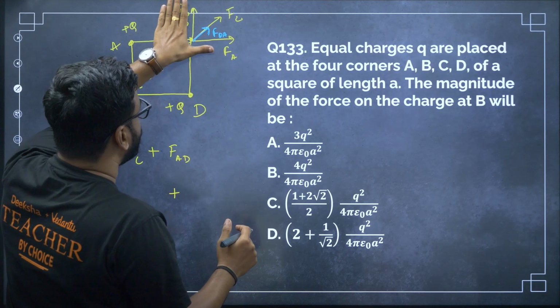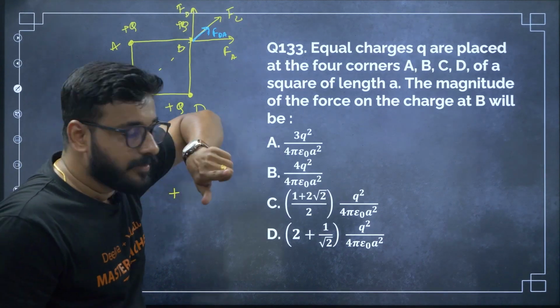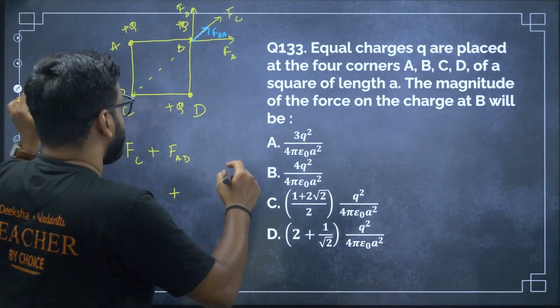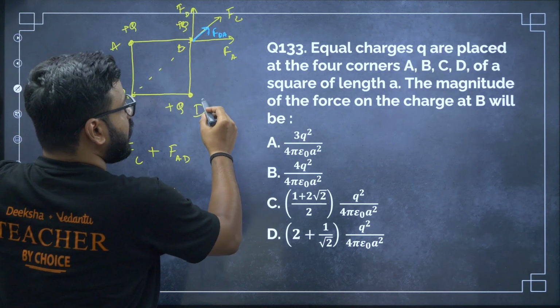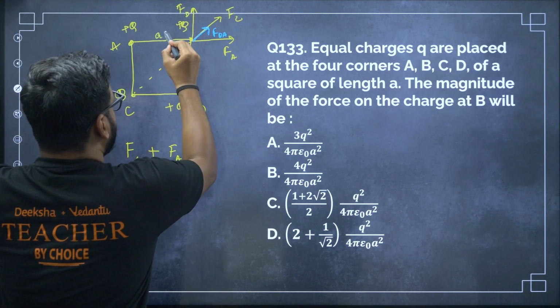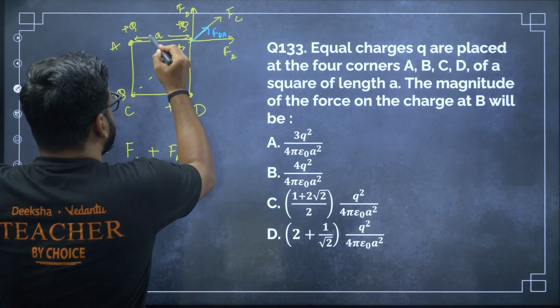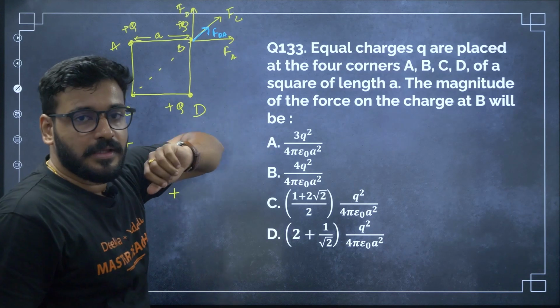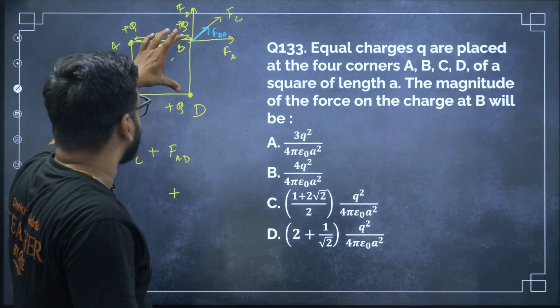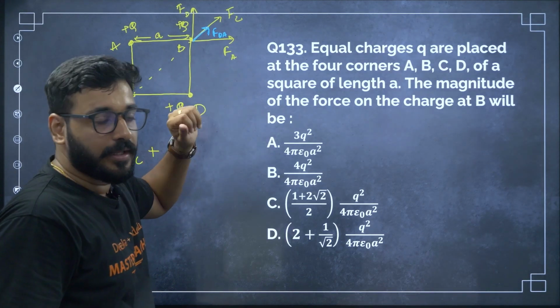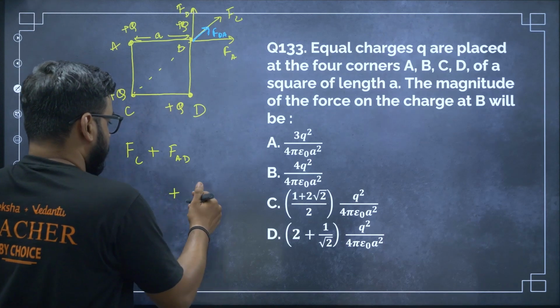Now what is FAD? It is the combination of two perpendicular similar forces. Why similar? Same charge, same distance. The distance is A. Yes, length is A everywhere. So the same distance and same charge. So FD and FA will be normal, K into Q square by A square. Okay, so I can put it as something like this.